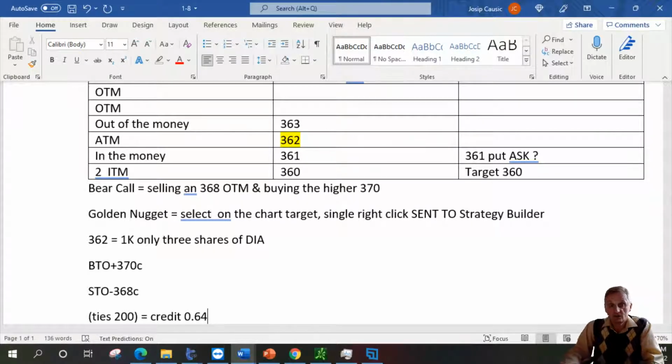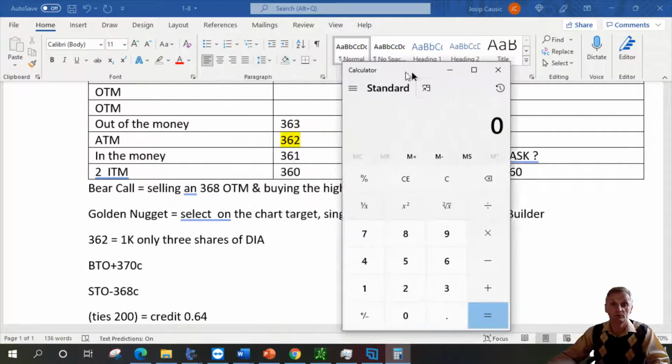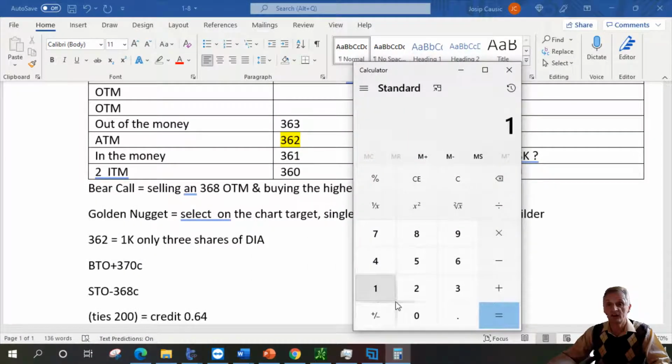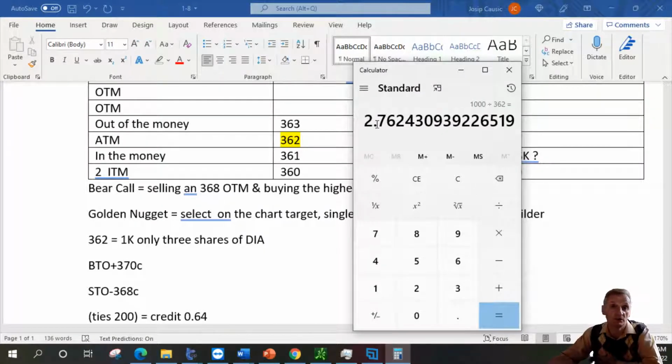But if I do 5 of these, then what would happen? In that case, I should really be ahead of the game, and it's going to work out for me. Let me bring the calculator here so it can help solidify this math. If I had $1,000 invested and bought the $362 underlying, I would not even get the 3 shares, only 2 shares. But I'm using here $200 and getting the credit of 64 cents.